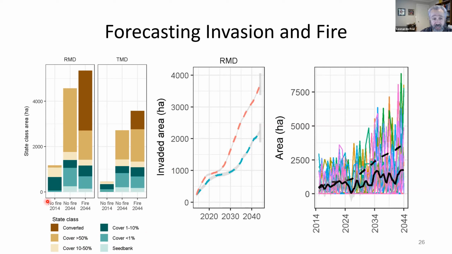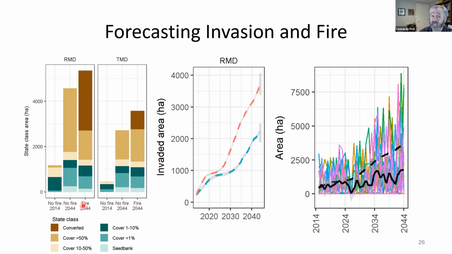And we see our starting conditions for the Rincon Mountain District and the Tucson Mountain District on the left in 2014. So you can see the Rincon Mountain District already has quite a bit more Buffelgrass to start with than the Tucson Mountain District. And then in 2044, so 30 years later, the forecasts for two scenarios, one with no fire and one with fire. And of course, it takes fire to lead to that conversion. So that's the one on the right.